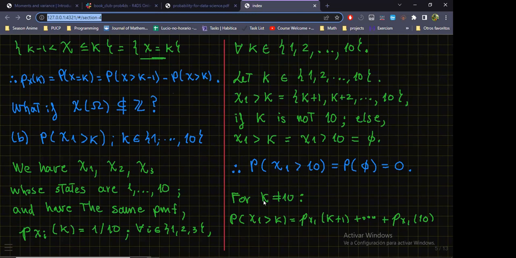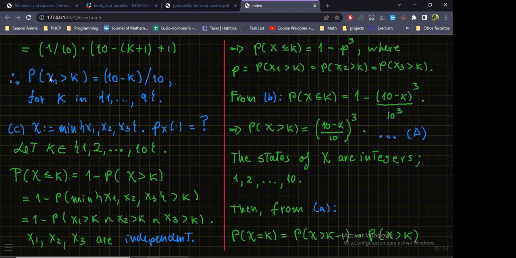So if K is 10, there is no state greater than 10, so the event becomes empty. So its probability is also zero, as it is set here in blue. But for the other cases, K is smaller than 10, so this event, we can simply add up the probabilities. And it's a uniform distribution, so simply we count how many elements are in this set. Because it's consecutive integers, it's simply the greatest minus the smallest, and then you add one. So we get this one. Such probability is 10 minus k, everything divided by 10.